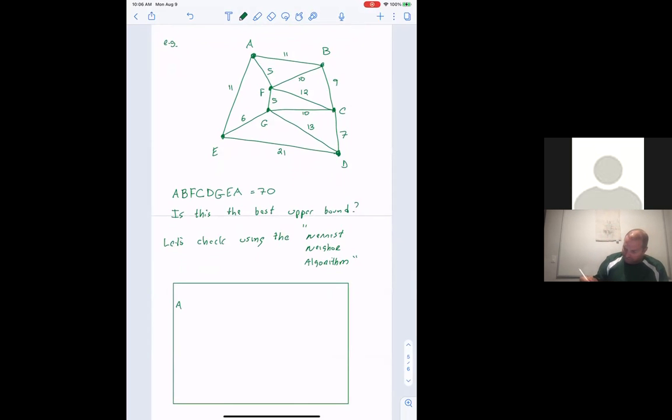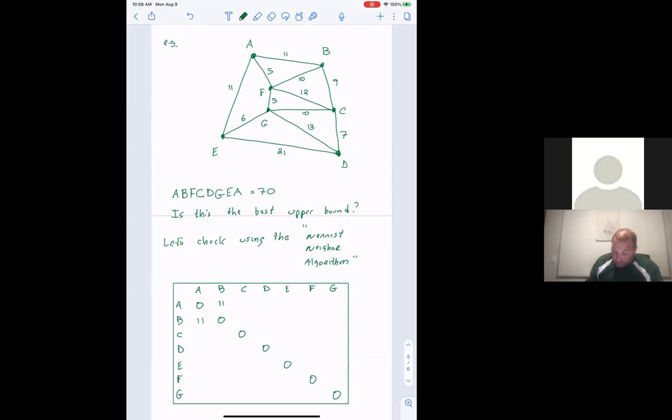So A, B, C, D, E, F, and G across the top and down the side. Okay, so let's take a look. Obviously, there's no loops here, so every one to itself is going to be 0. A to B, just by inspection, is clearly 11, symmetry.